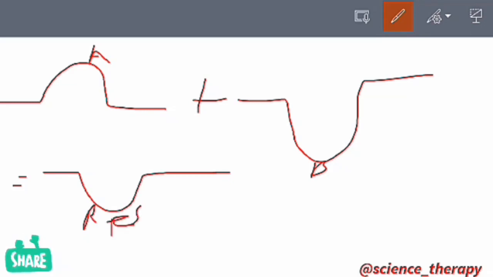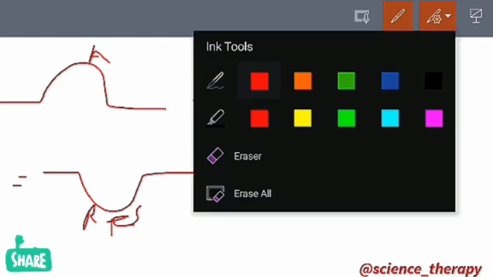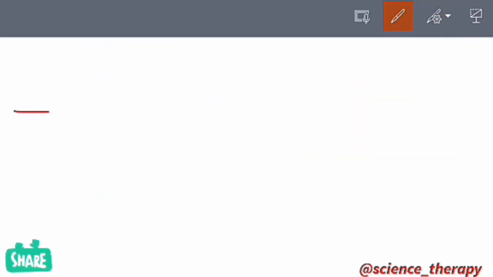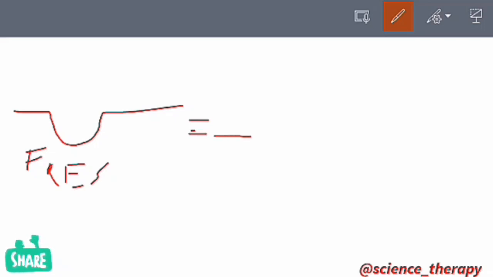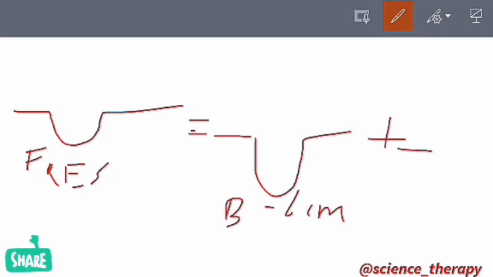But after they pass this point, what happens? Let's see. Now remember, we have our resultant. But after they pass that point, now this will be our B, still negative 6, and then this will be our A, still 4 centimeters. So nothing happens to the amplitude of the pulses after they coincide.